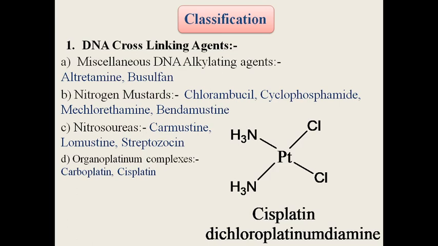Next is cisplatin. This is a very simple structure, a platinum atom in the middle, and on the left side you can see here 1 ammonia, 2 ammonia, and on the right side 1 chloro, 2 chloro. It is a platinum complex, you can call it, containing 2 ammonia groups and 2 chloro groups, dichloro platinum diamine.